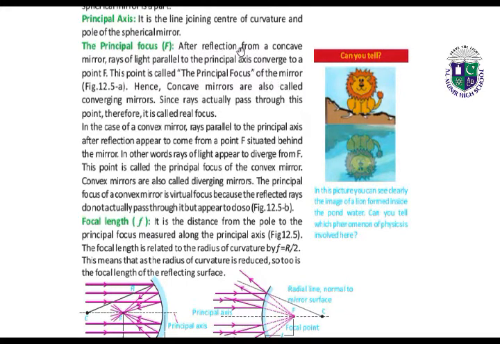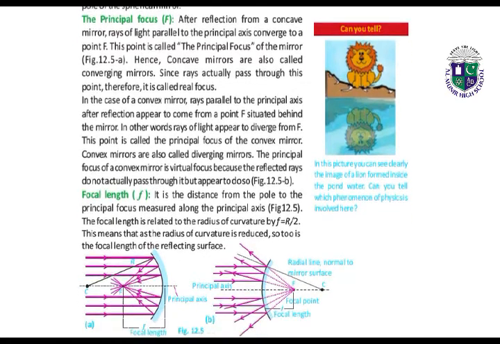Again, after reflection from the concave mirror, rays of light parallel to the principal axis converge to the point F. This point F is called the principal focus of the mirror. Hence, concave mirrors are also called converging mirrors, because they converge the rays at point F. Since rays actually pass through this point, it is called the real focus.